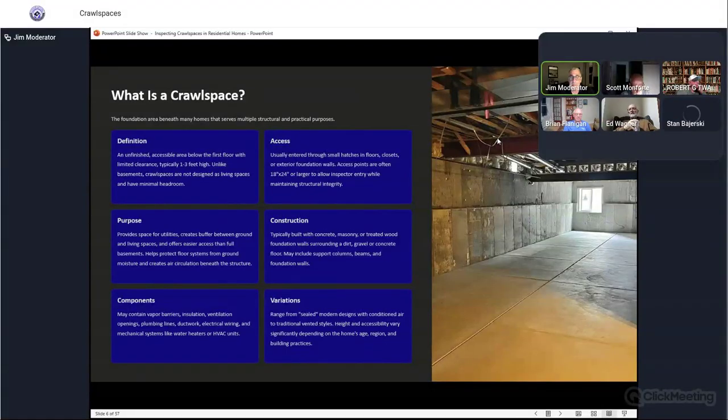May include support columns, beams, and foundation walls. The components may contain vapor barriers, insulation, ventilation openings, plumbing lines, ductwork. You can find electrical and mechanical systems like water heaters or other HVAC units down there. Variations range from sealed modern designs with conditioned air to traditional vented styles. Height and accessibility vary significantly depending upon the home's age, region, and building practices.